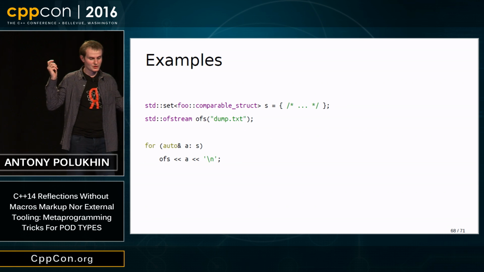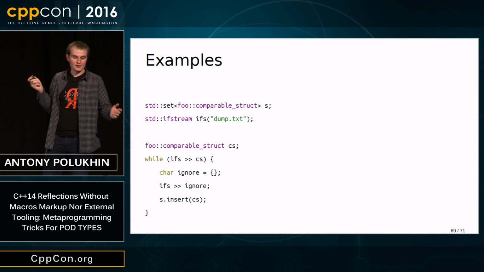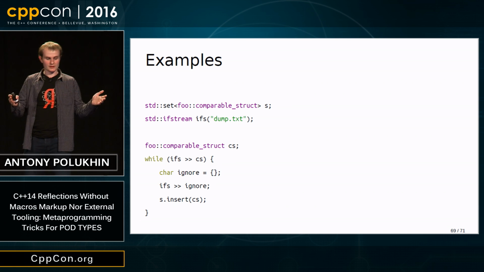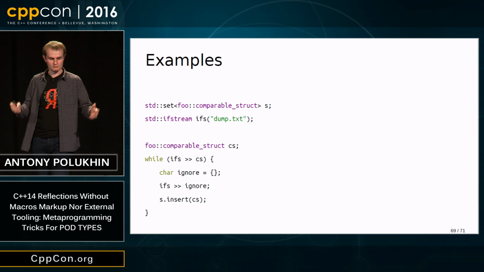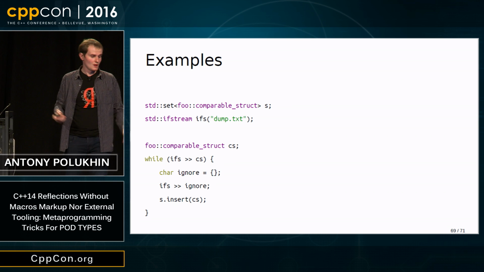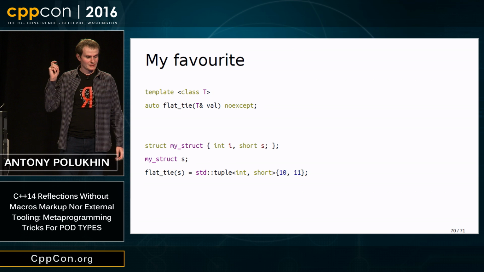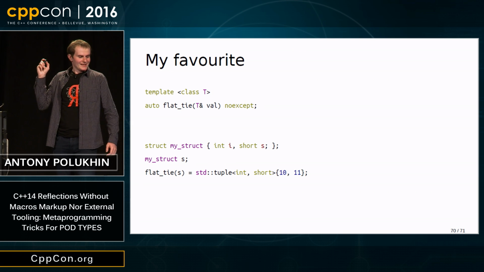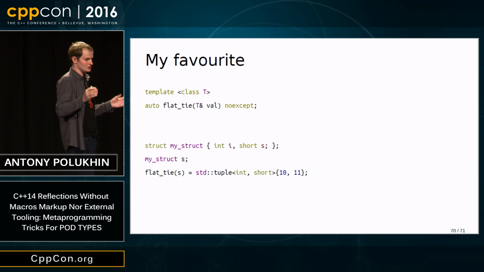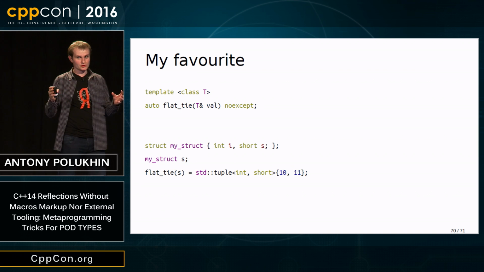Everything is just in here. You can also deserialize your structure. You do not need to write the istream operator for your structure. Everything works out of the box. Just grab the information from the file and that's it. My favorite example, because nobody understands it, is the flat type function. That function allows you to initialize your structure from a tuple.